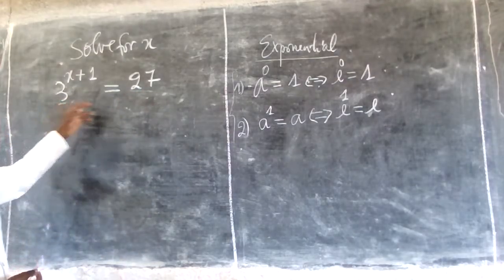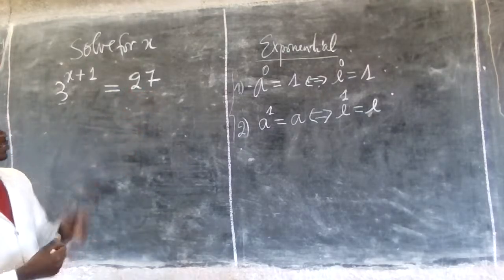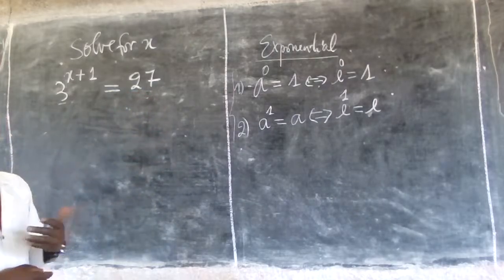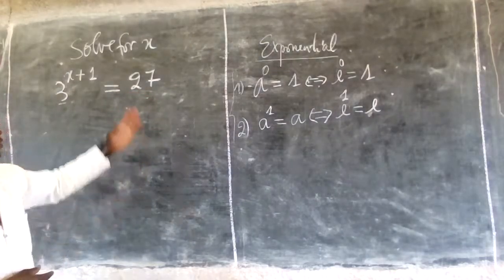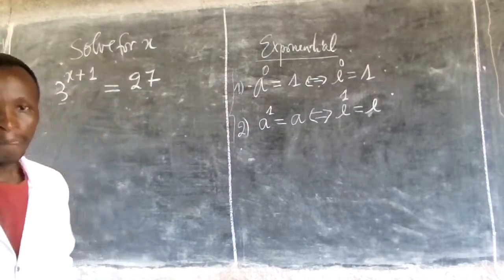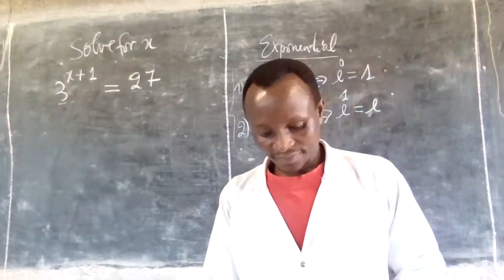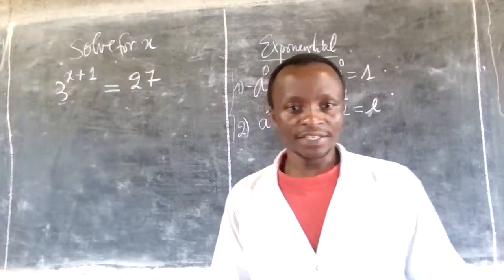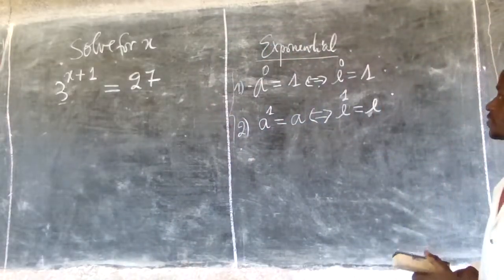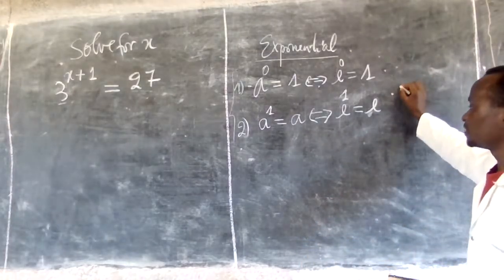So you have to see whether we should factorize this 27 into a simple form. If you see this is 27, it should be factorized. Now we should do it clearly, by factorizing. Now we have 27. We are going to factorize it.